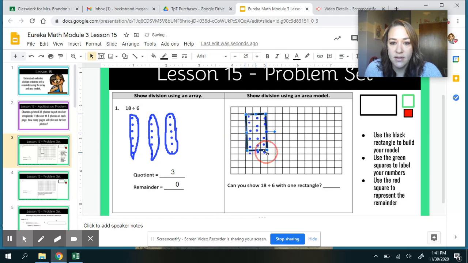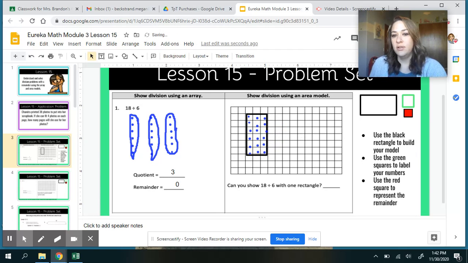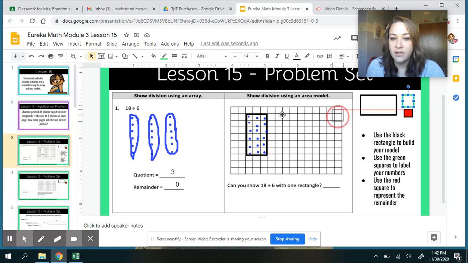Okay, so you can see my area model here. I have 3 by 6. Remember when we did our area models when we were doing area and perimeter? So if my length is 3, my width is 6, I'm taking 3 times 6, which gives me 18, right? I don't have a remainder. That's what the little red boxes are for. So I can say I have 3 by 6. And my area is going to give me that 18.